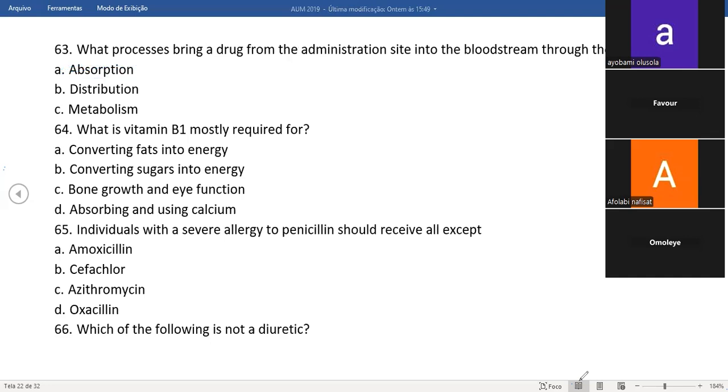What is vitamin B1 mostly required for? The answer is B. Converting sugars into energy. Individuals with a severe allergy to penicillin should receive all except.